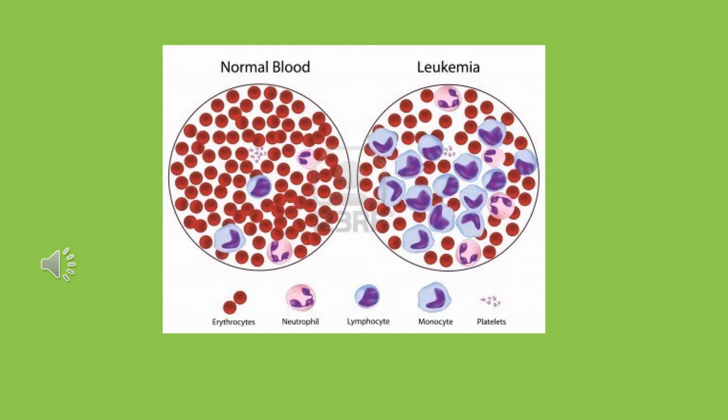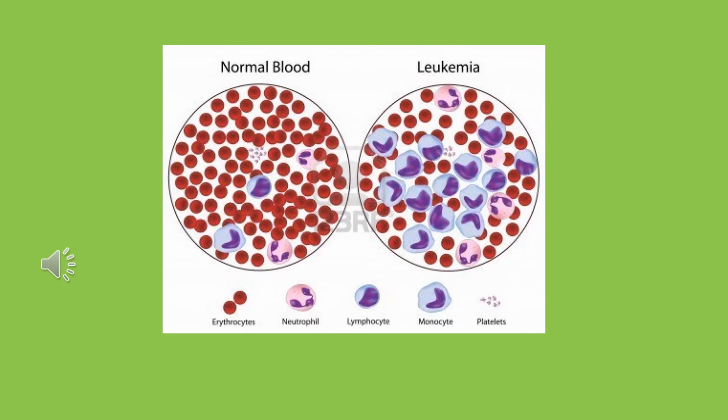What I like about this slide is it shows you what normal blood looks like under a microscope, and then what the difference looks like when you have leukemia. So you can see the difference in your white blood cells and how you have all different stages and that rapid proliferation, or the uncontrolled proliferation, of the white blood cells.